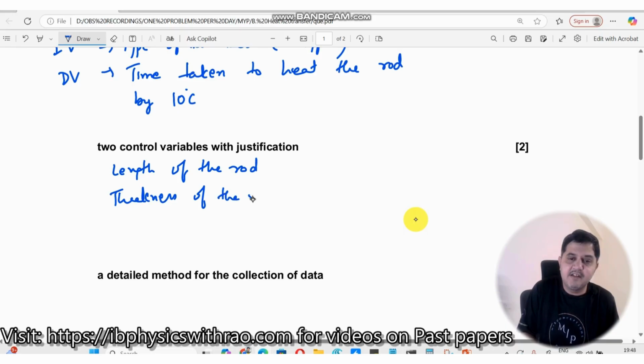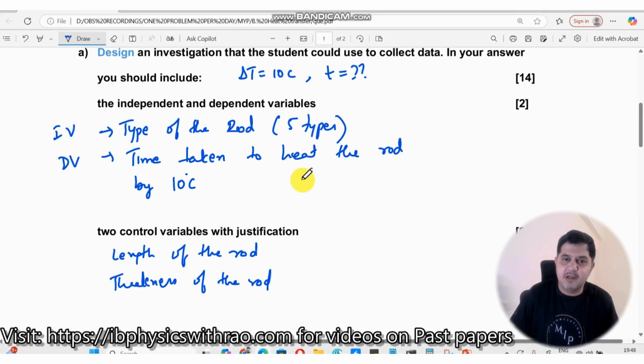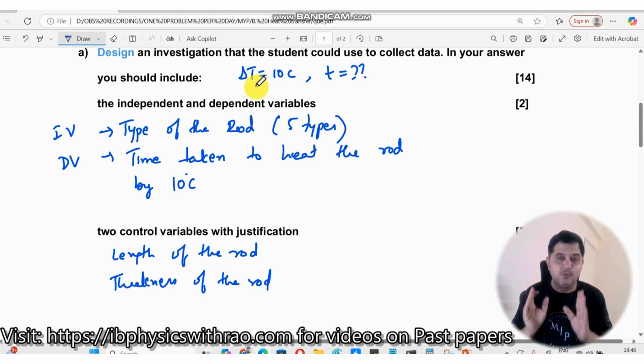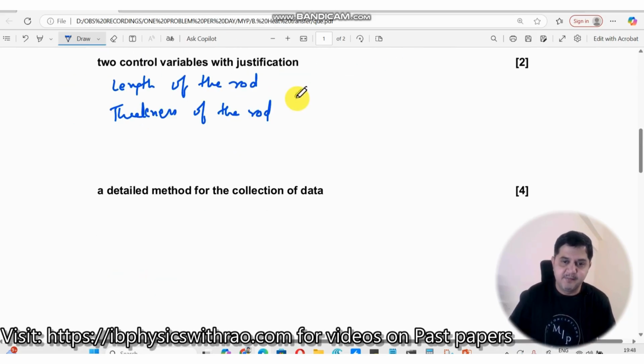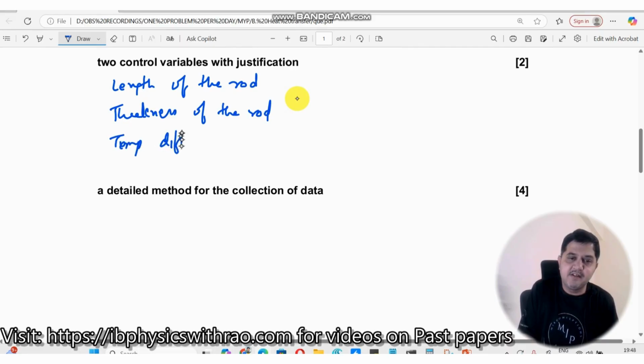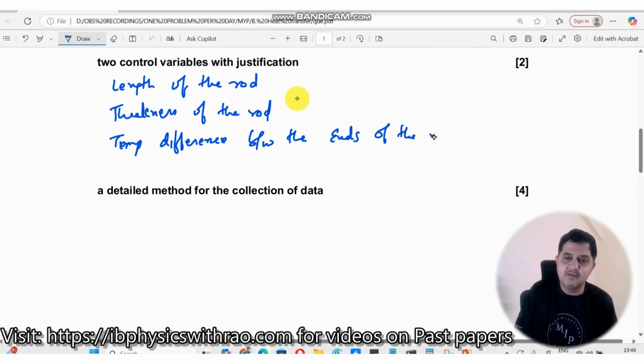And then maybe you can put one more variable also. What is that variable? This will be more appropriate. We said that the temperature difference between the initial reading and the final reading would be 10 degrees centigrade. So, the temperature difference between the ends of the rod is equal to 10 degrees centigrade.